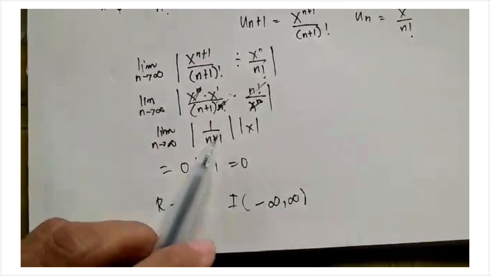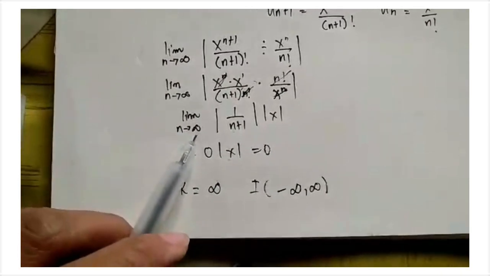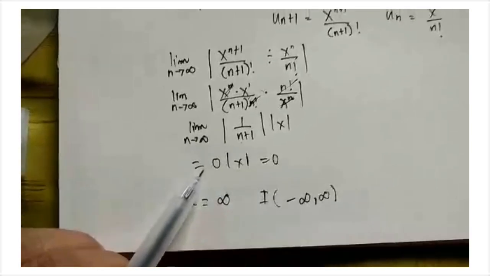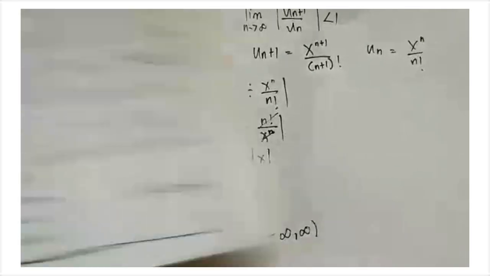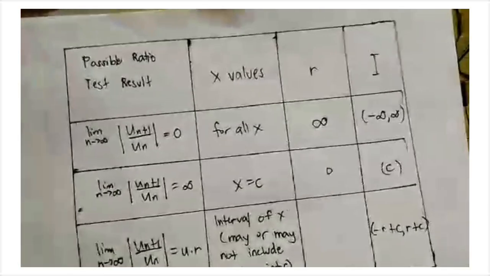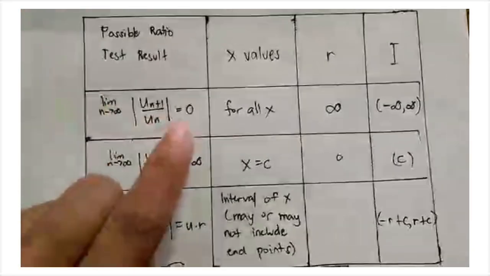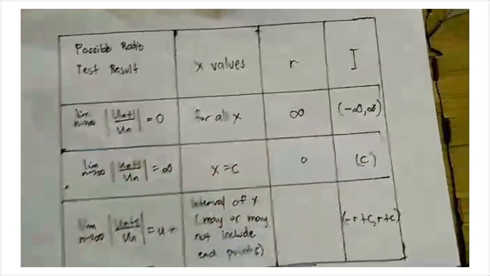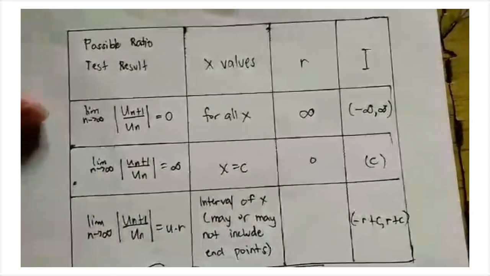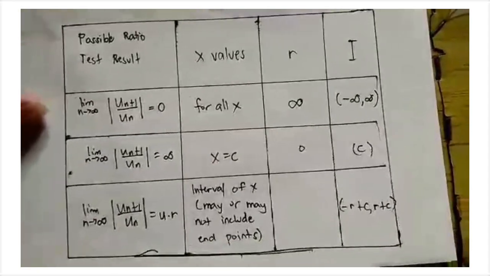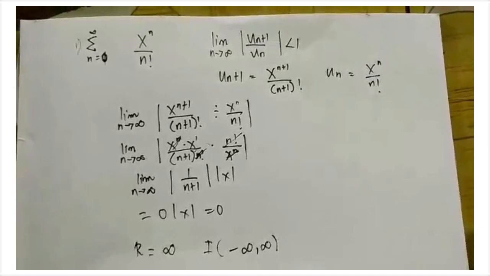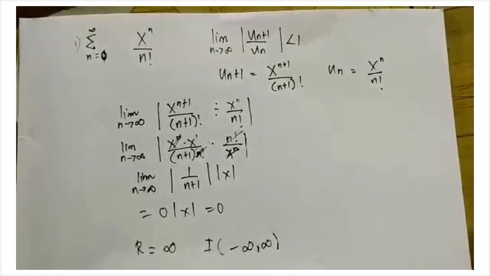And then if we substitute infinity for n, we will get 0. So as we can see in our table, this fits the first possibility: when the result is 0, our radius will be infinity and the interval of convergence is negative infinity to positive infinity. So did you understand our first example? Okay, let's have another example.